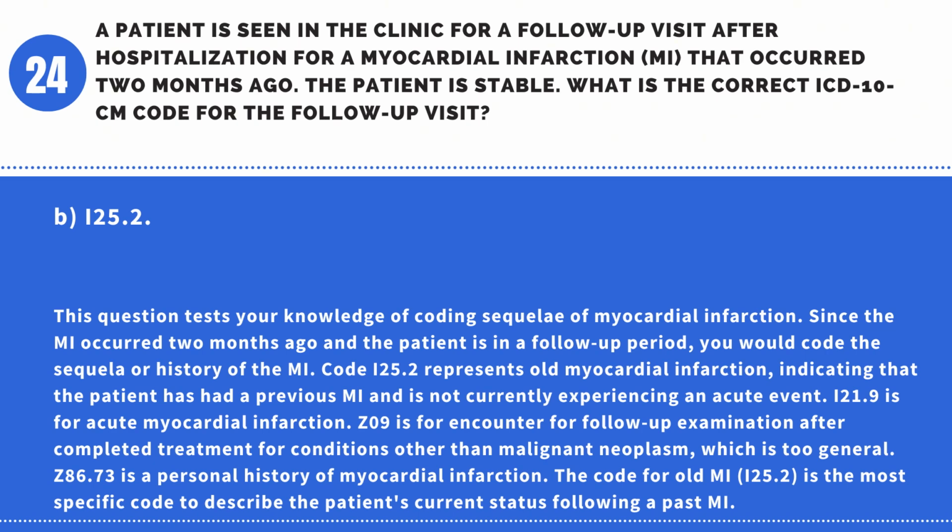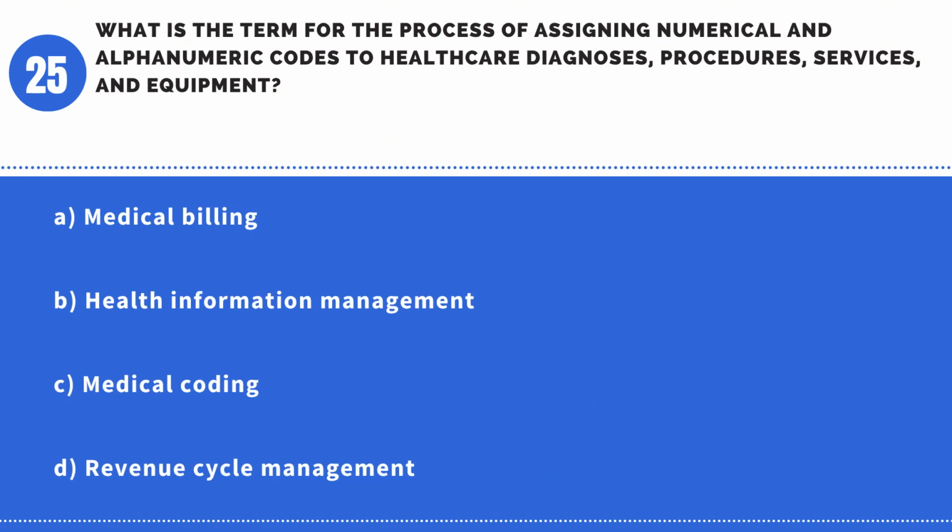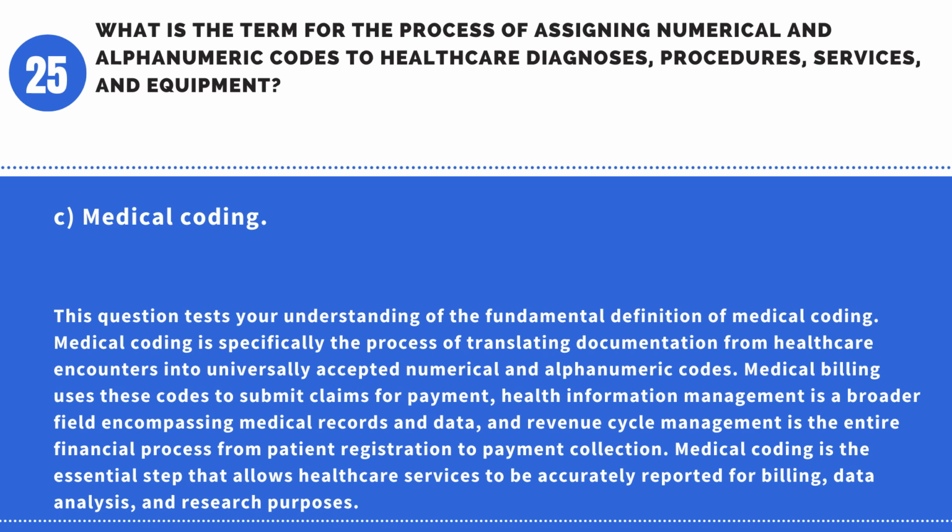Question 25. What is the term for the process of assigning numerical and alphanumeric codes to healthcare diagnoses, procedures, services, and equipment? A. Medical billing. B. Health information management. C. Medical coding. D. Revenue cycle management. Answer: C. Medical coding. This question tests your understanding of the fundamental definition of medical coding.